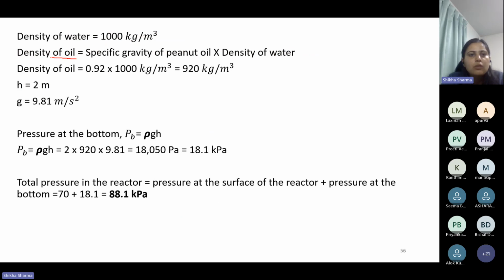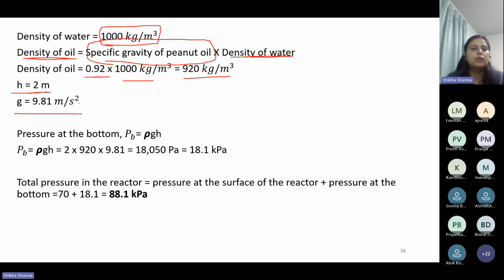So the density of the oil, we can calculate by multiplying the specific gravity of the oil by the density of water. The density of water is 1000 kg per meter cube. So the density of oil is 0.92, which is its specific gravity, times 1000 kg per meter cube. So it equals 920 kg per meter cube. Then H is given as 2 meters, and gravitational acceleration is 9.81 meter per second square, which we know already.